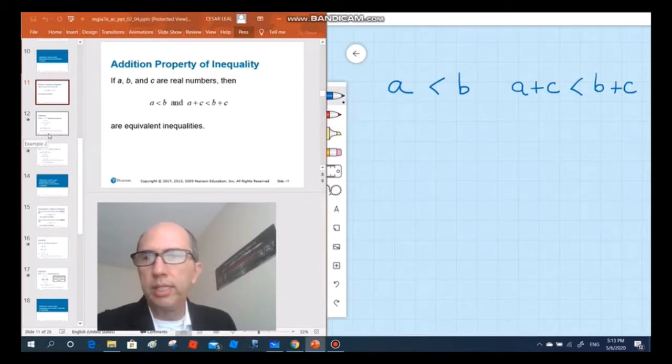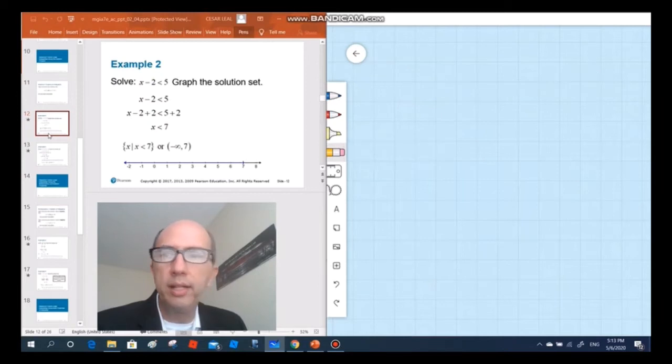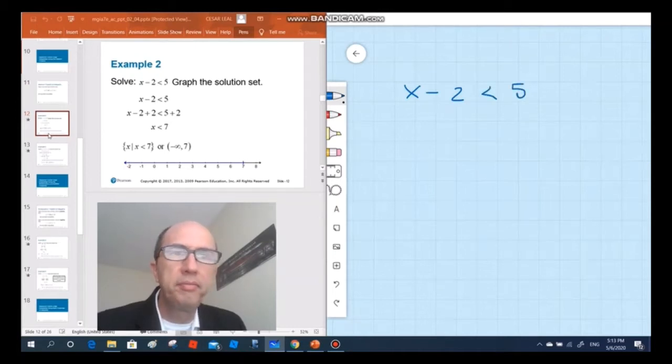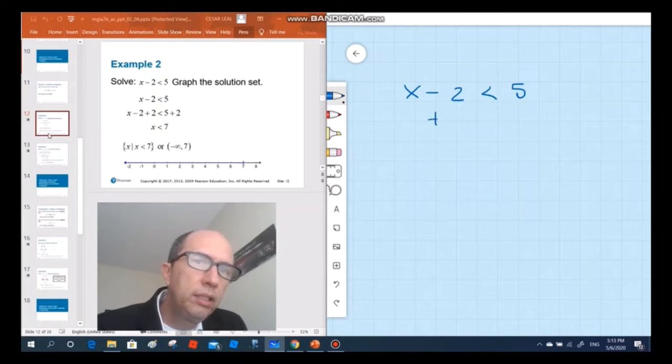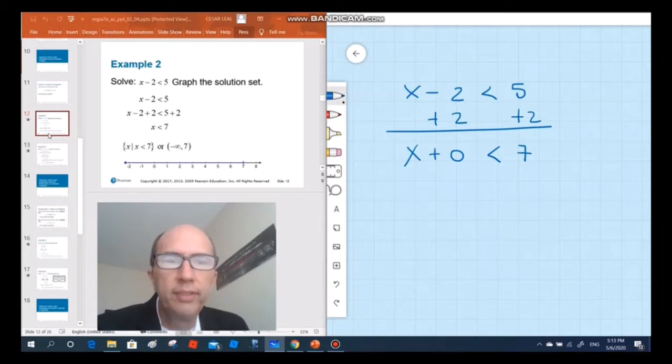And let's go to an example. Solve this inequality, and the inequality is x minus 2 is less than 5. You can add 2 on both sides of the inequality. So we're going to have x plus 0 less than 5 plus 2, 7. That means x less than 7.